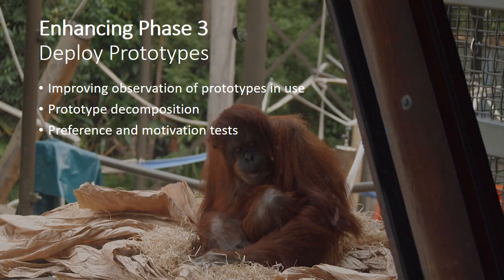Zoo stakeholders' observation and commentary on animals' use of prototypes resulted in feedback with considerable variance. We suggest that we could gain more consistent feedback through the course of a design project by nominating specific project stakeholders to review video footage of animals interacting with the prototypes. More precise observations about animals' preferences and interactions could be obtained by decomposing prototypes.